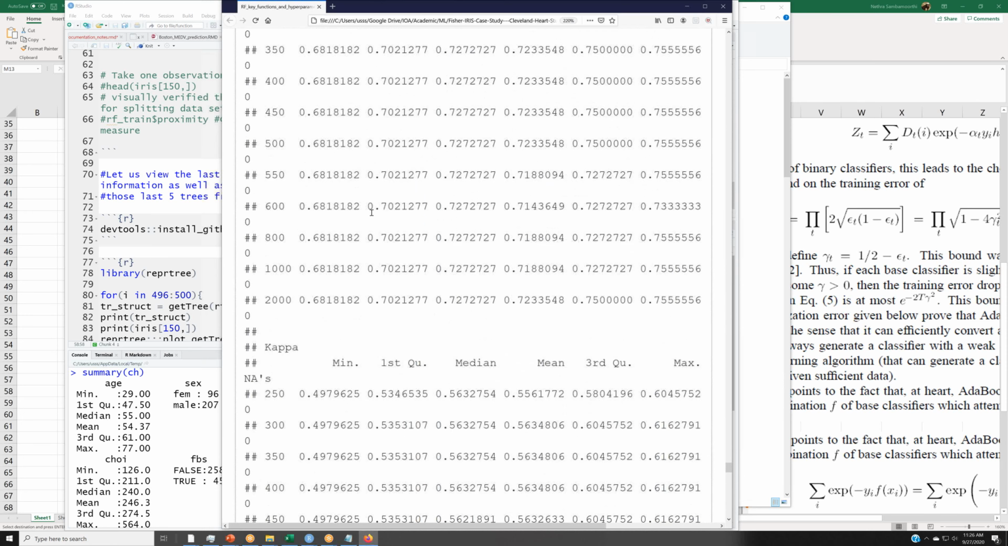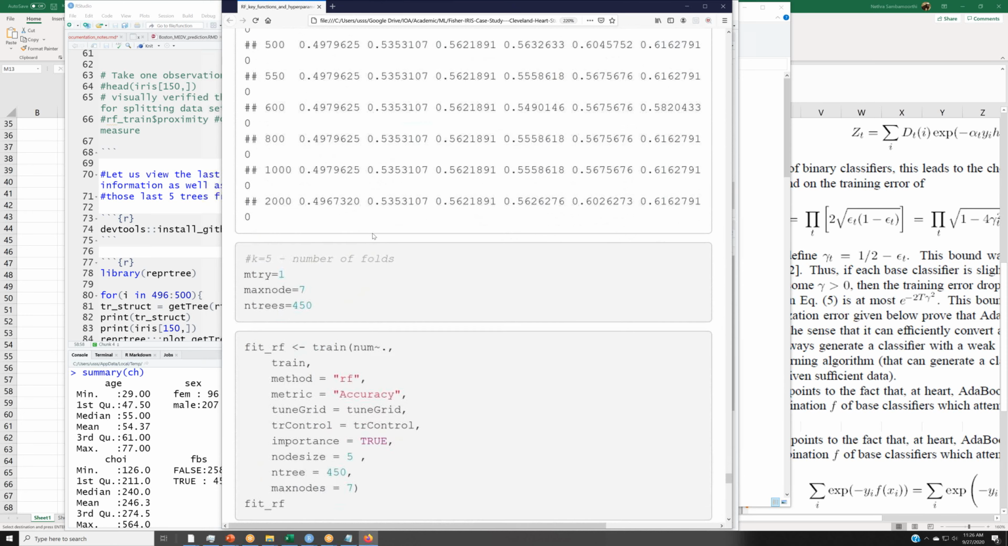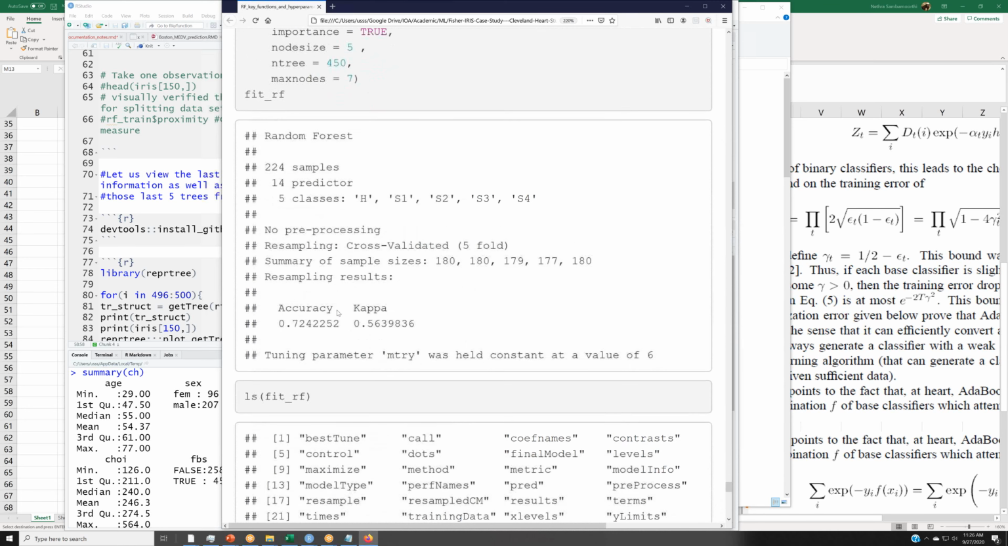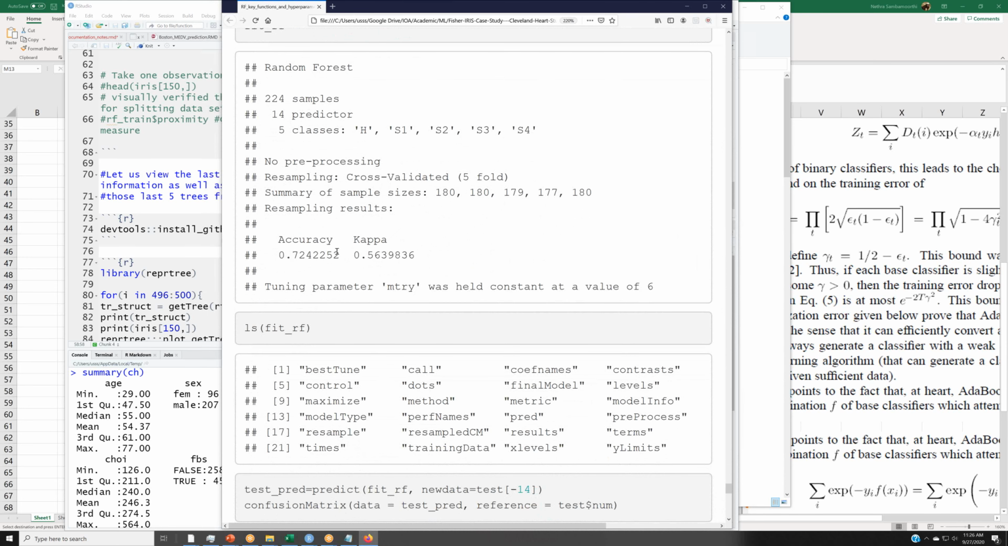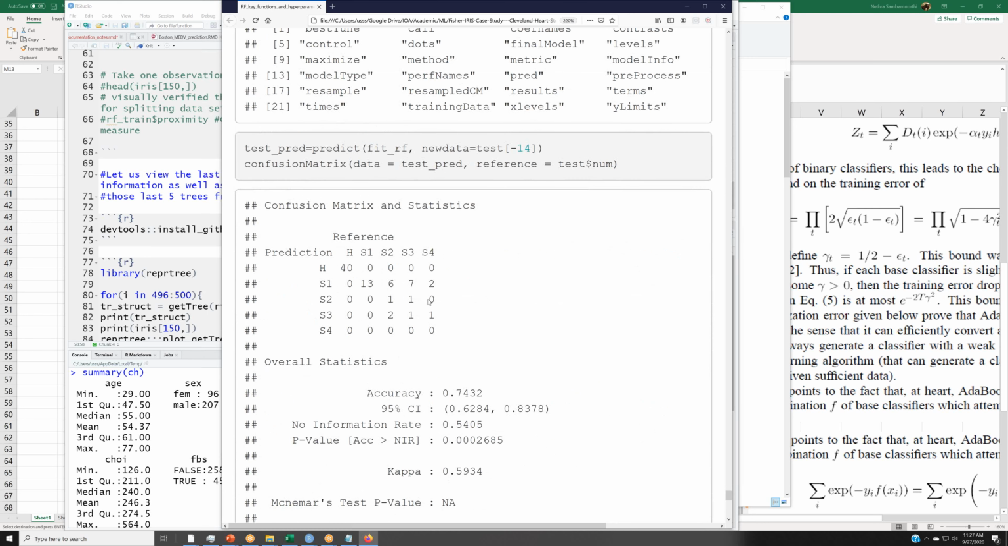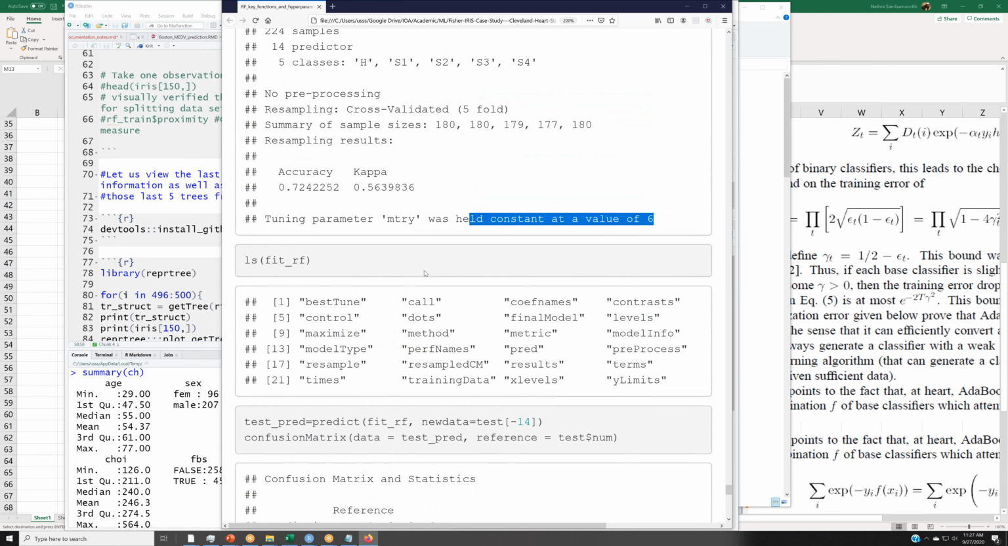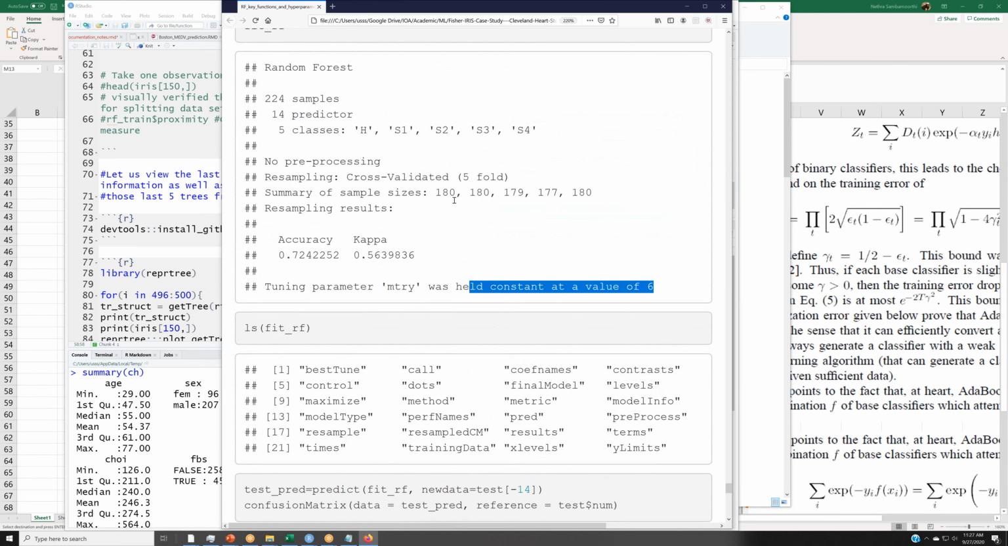I actually used it as 1 and 4, 7. So it is printing that the model's mtry was held constant at 6. Yeah, you have a question, Rajan? It's a 5-fold again, right?